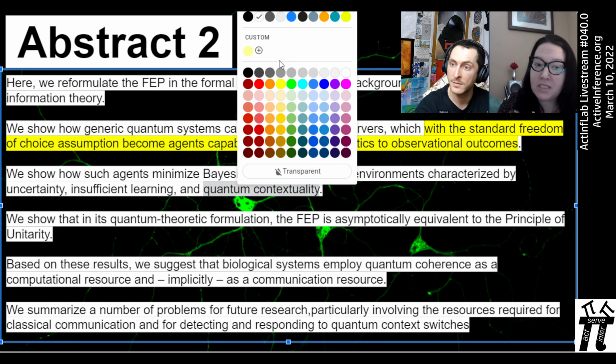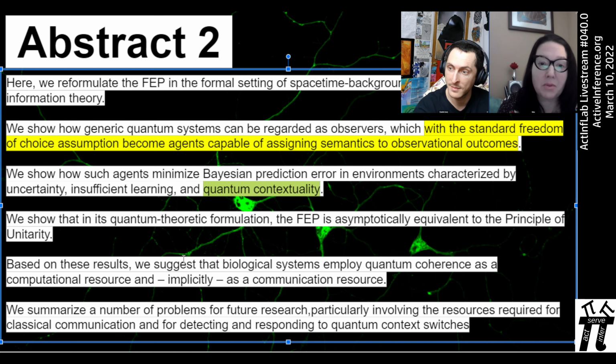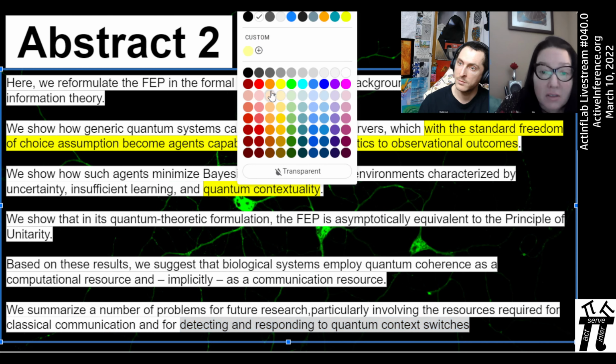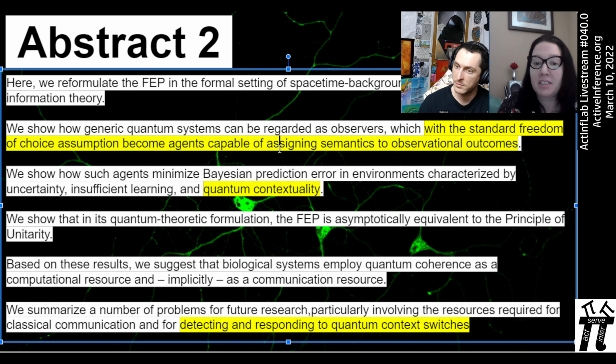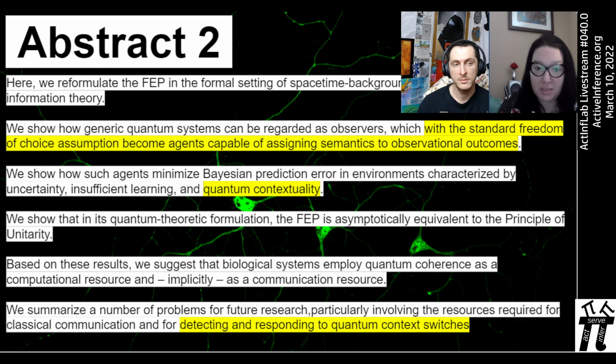Based on these results, we suggest that biological systems employ quantum coherence as a computational resource and implicitly as a communication resource. We summarize a number of problems for future research, particularly involving the resources required for classical communication and for detecting and responding to quantum context switches. It's like, okay, cool. What does it mean? How will it be useful?